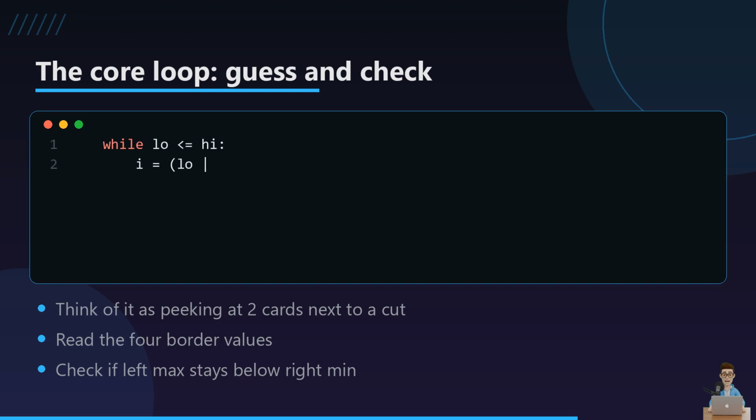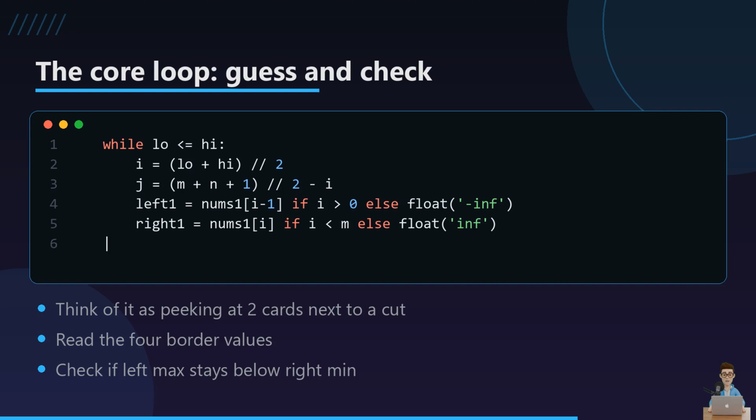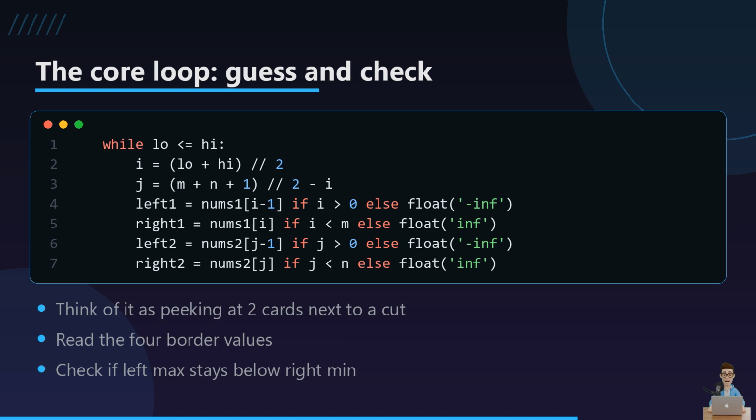The plus 1 in (m plus n plus 1) divided by 2 is what makes odd and even total lengths fall out of the same formula without a branch. For odd totals, the left half ends up one element larger, which is exactly the element the odd case returns. The sentinel infinities are what let you iterate partitions without special casing array boundaries.